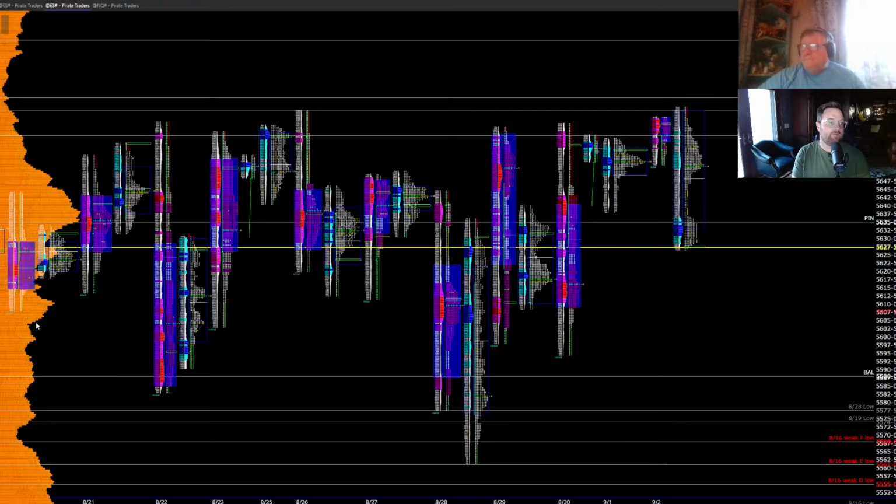But anyway, let's start off by diving into the TA. So we will start with my screen. And what we are looking at here is the ES on the market profile chart.